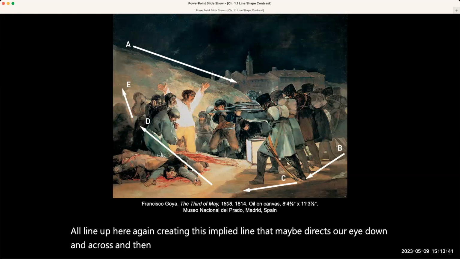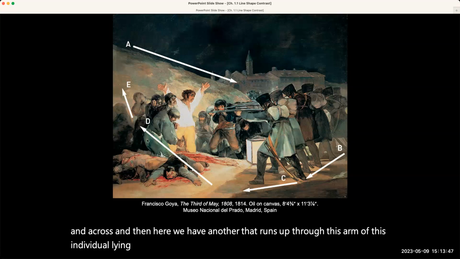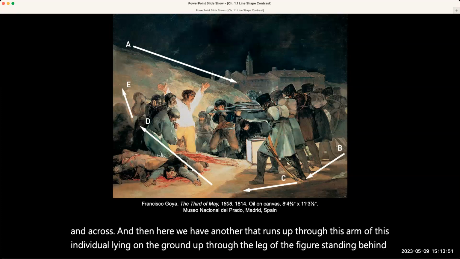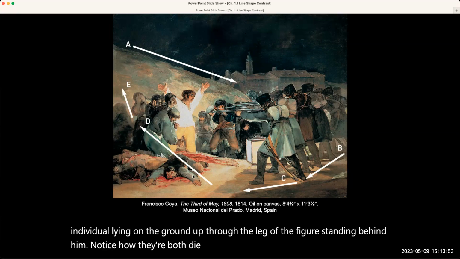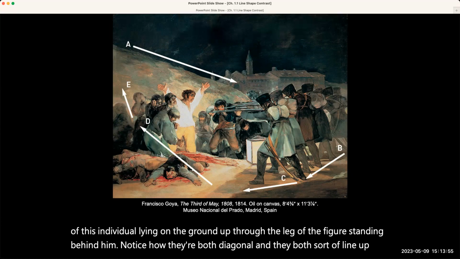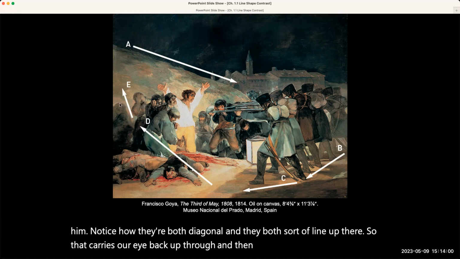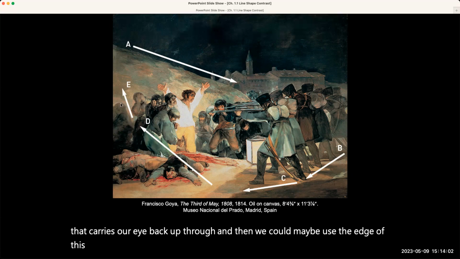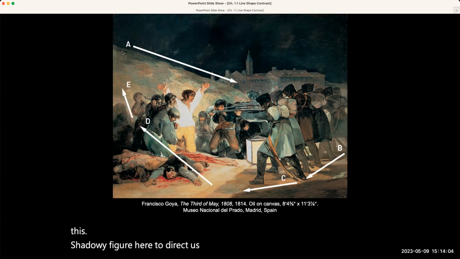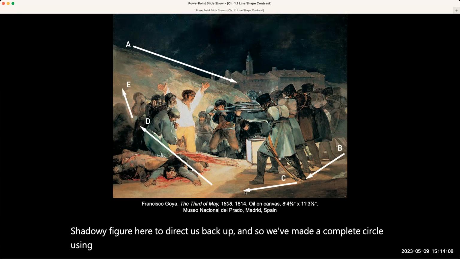And then here we have another that runs up through this arm of this individual lying on the ground, up through the leg of the figure standing behind him. Notice how they're both diagonal and they both line up there. So that carries our eye back up through, and then we could maybe use the edge of this shadowy figure here to direct us back up. And so we've made a complete circle using these implied directional lines.